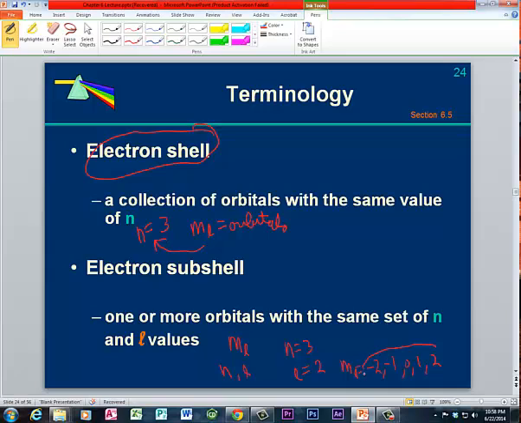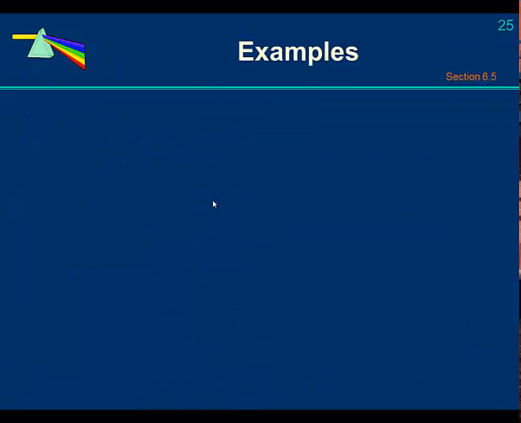All of these orbitals are in the same subshell because they have the same n value of 3 and the same l value of 2. And remember, the rule for the m sub l values is that they can be -l to +l. Since l is 2, we can have -2, -1, 0, +1, and +2. That's 5 different orbitals for an l equals 2 subshell. So let's look at that a little bit more closely.